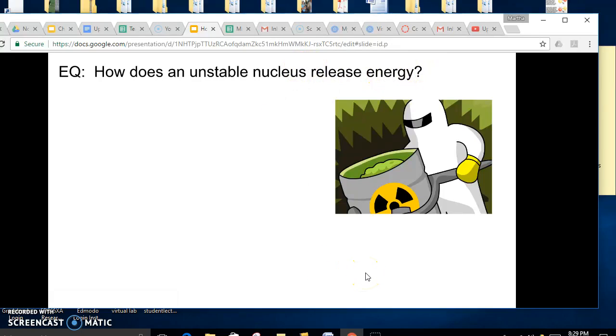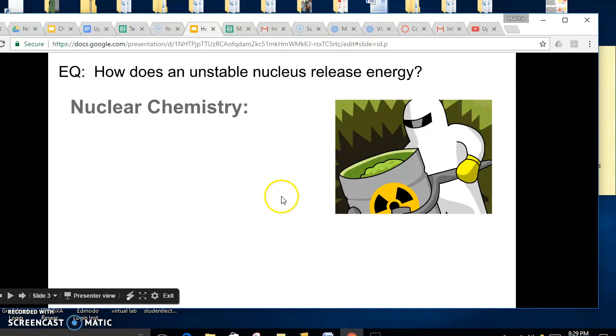You will still be taking notes in the Cornell note format, so I suggest you just set your notes up that way from the beginning. Put your objective in, put your essential question in, and like I said, today we're going to go through 3 different objectives. So, how does an unstable nucleus release energy? As I click through here.